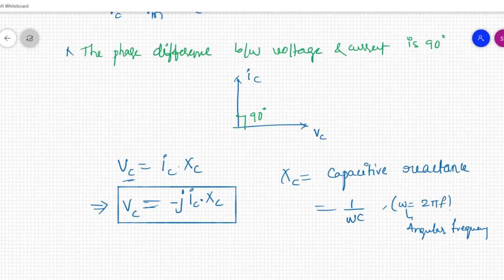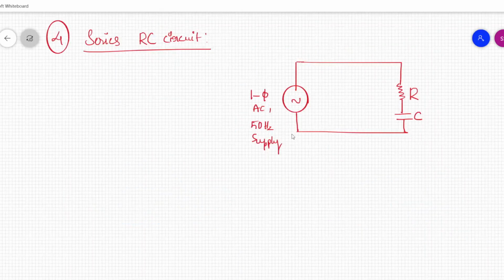Okay, now let us see the RC series circuit. So let us see series RC circuit behavior here. We have applied a single phase 50 Hz voltage to the RC series circuit. So there will be a current through the circuit, I am giving it as capital I. There will be a voltage across this resistor, given as VR, and there will be a voltage across this capacitor, VC.